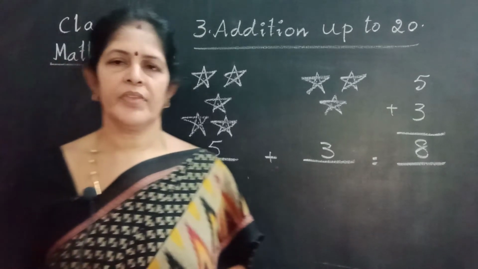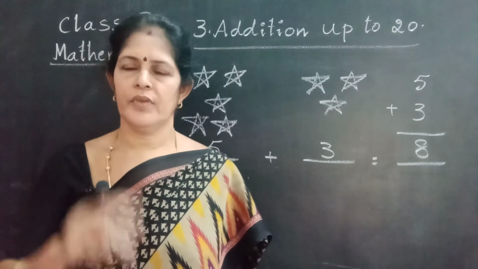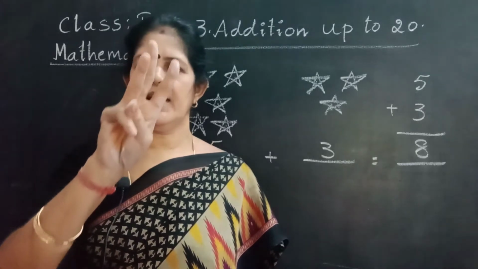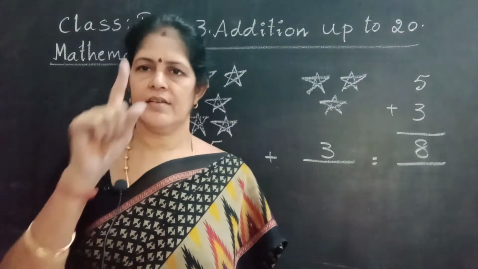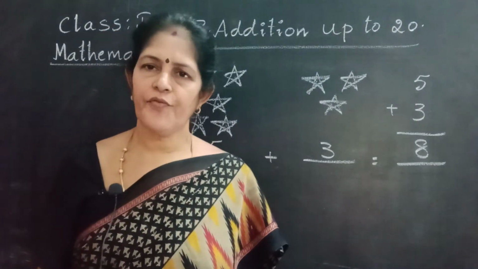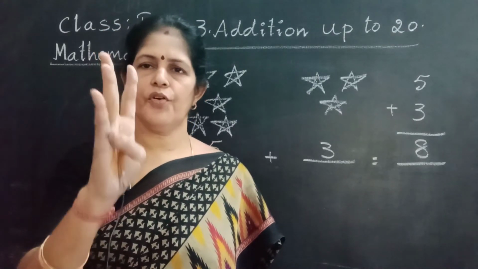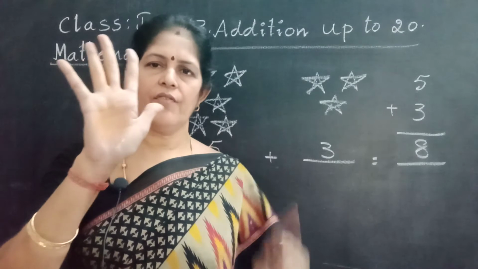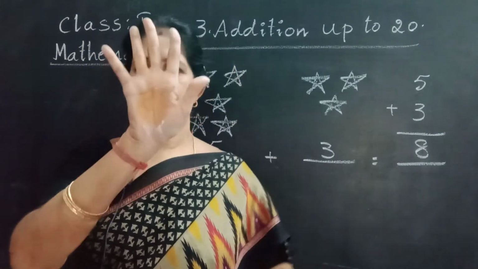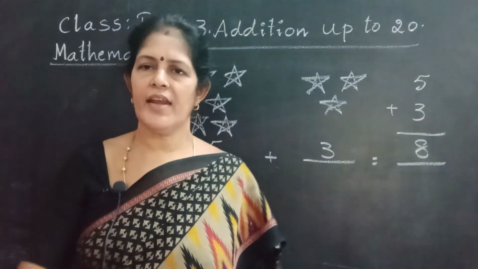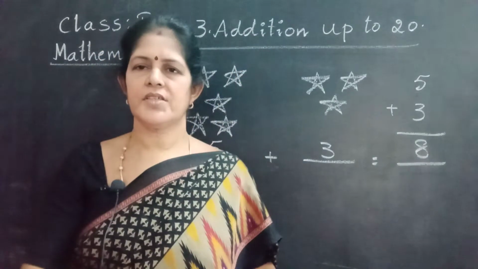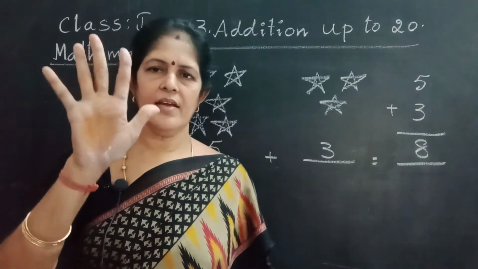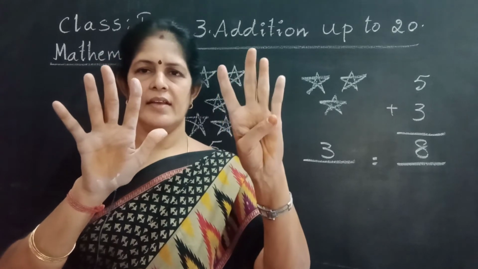Okay. Come on children. Show 2 fingers. Yes. 1, 2. Show 4 fingers. 1, 2, 3, 4. Show 3 fingers. 1, 2, 3. Show 5 fingers. 1, 2, 3, 4, 5. Come on, show 6 fingers. 6, 5 and 1, 6. 7, 8, 5, 6, 7, 8. 9, 5, 6, 7, 8, 9.